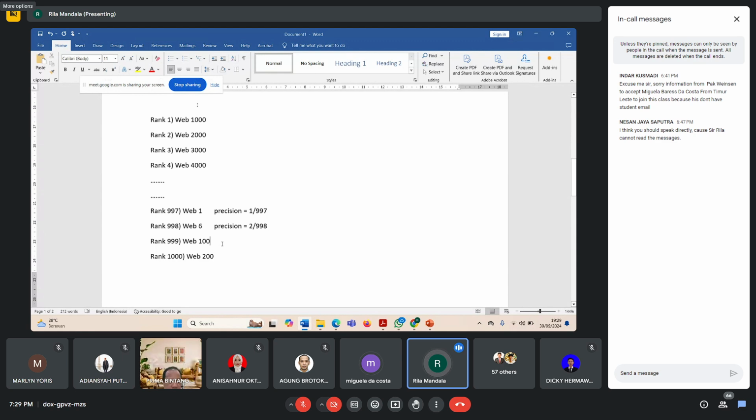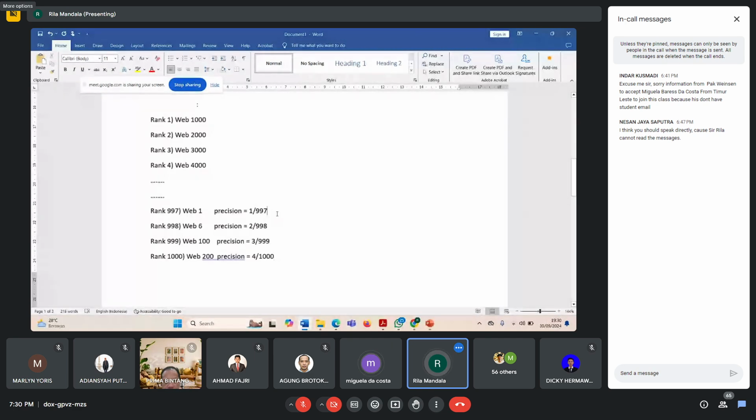In rank 999, is web 100 relevant or not? Yes. Because it's relevant, we compute the precision, right? How many true positives? 3, divided by how many? 999. Rank 1,000, relevant or not? Yes. So we compute the precision. How many true positives? 4, divided by all the retrieved, 1,000.